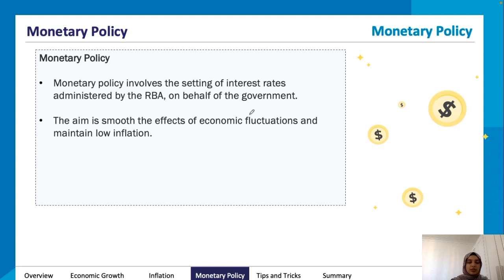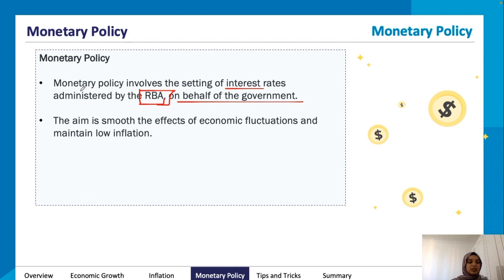So what is monetary policy? Well, it involves the setting of interest rates administered by the RBA on behalf of the government. Okay, so it's very important to take that into consideration. So on behalf of the government. RBA is sort of a separate entity to the government, but they are doing it on behalf of the government. They're setting the interest rates. Okay, and the way that they do this is through the cash rate.